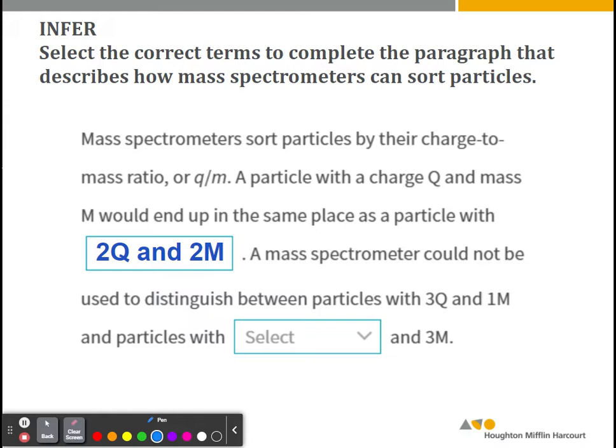A mass spectrometer could not be used to distinguish between particles with 3Q and 1M and particles with 9Q and 3M because the ratio is the same. 3 over 1 is the same as 9 over 3. So the mass spectrometer can tell the difference between a particle with a ratio of 3 to 1 versus a particle with a ratio of 1 to 1, but it cannot distinguish between two particles with the same charge to mass ratio.